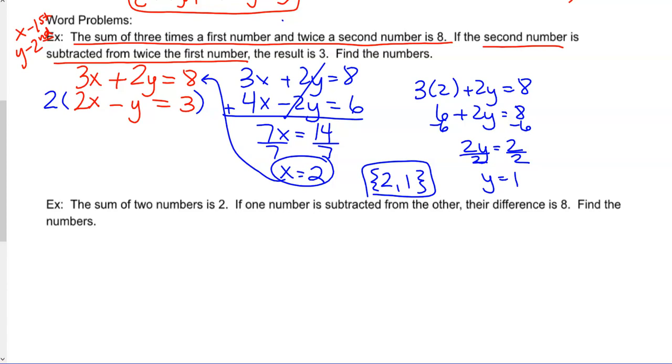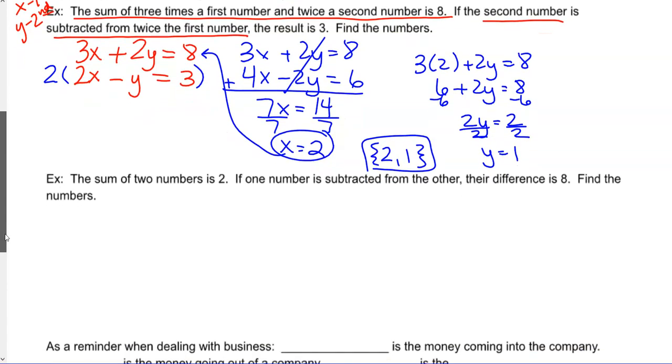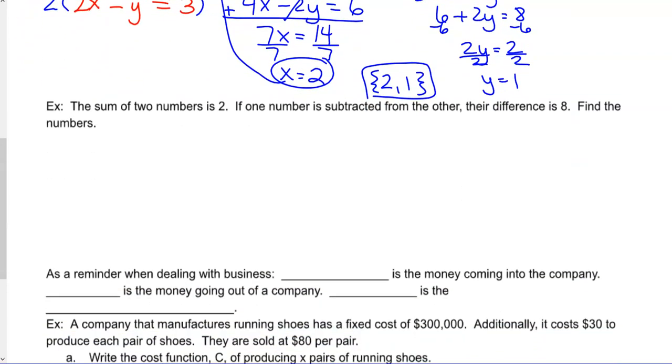Okay? All right, let's try the next one. The sum of two numbers is 2. If one number is subtracted from the other, the difference is 8. Again, finding the equations is the hardest.